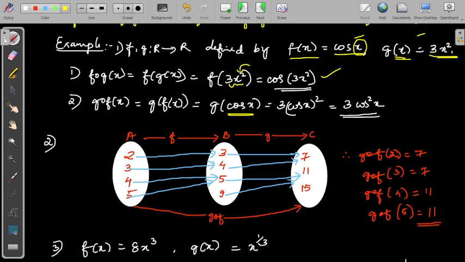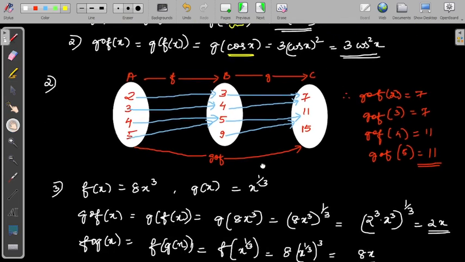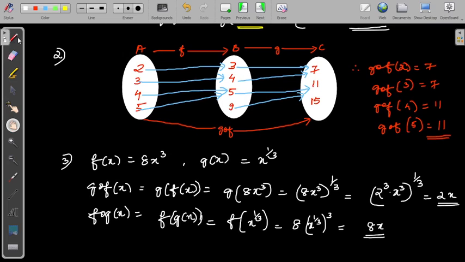Let me consider one more example. This is in the form of arrow diagram. So if you have a function f from a to b and g is a function from b to c, the function is defined like this: 2 goes to 3, 3 goes to 4, 4 goes to 5, 5 goes to 5. Then g is taking 3 to 7, 4 to 7, 5 to 11 and 9 to 11.